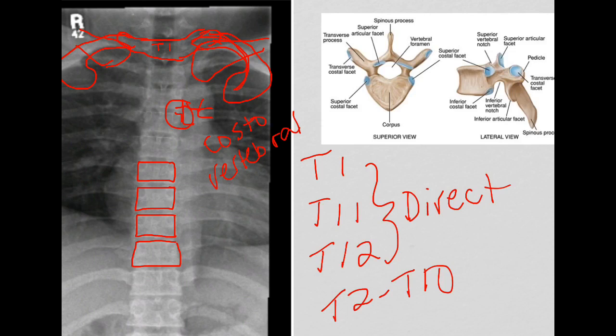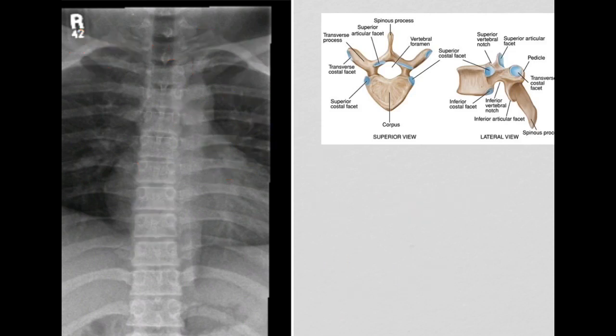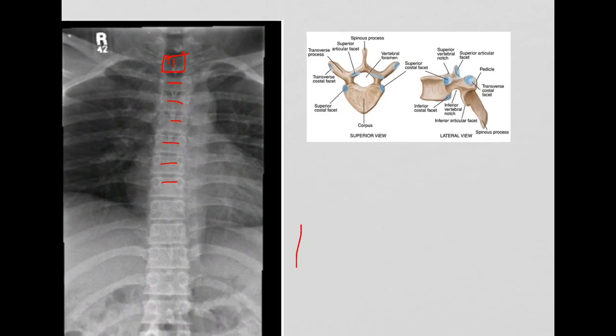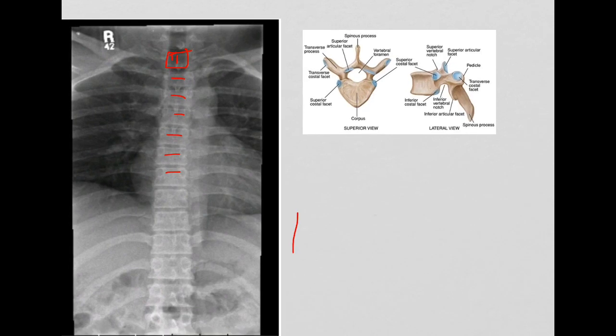I'm going to erase all this so we can get a much cleaner drawing. Let's go back to our vertebral bodies. We said that this was T1. Let's count to make sure. There's T2, 3, 4, 5, 6, 7. Zoom back out. Oops, and erase that little guy. 1, 2, 3, 4, 5, 6, 7, 8, 9, 10, 11, and 12.